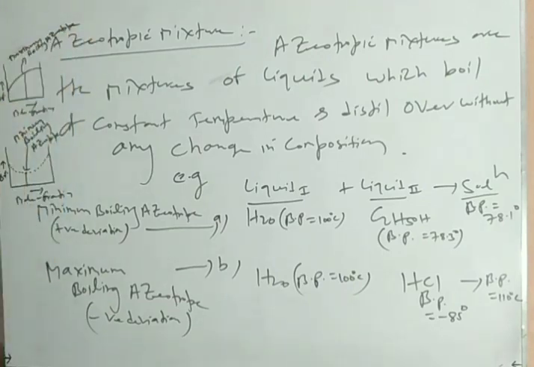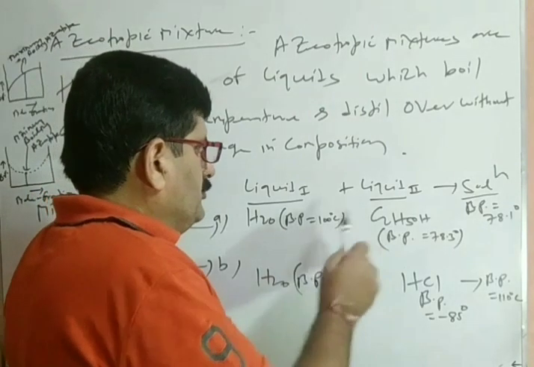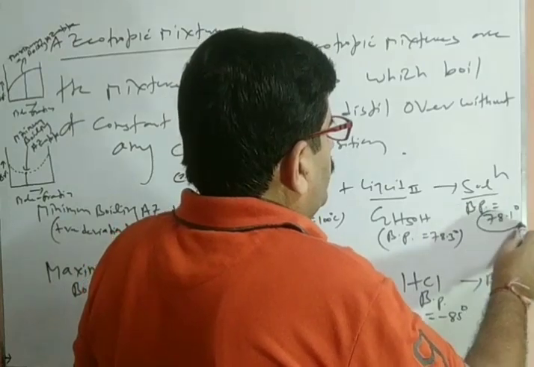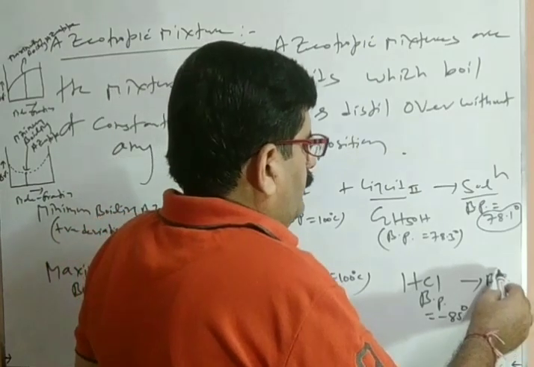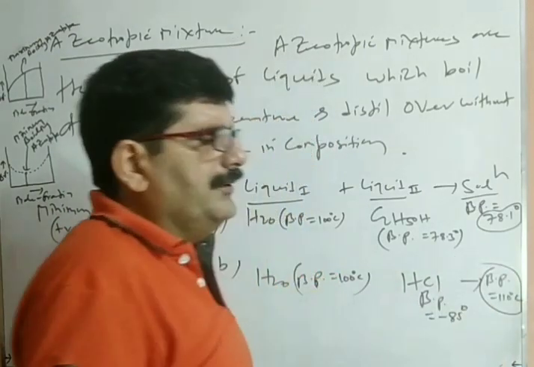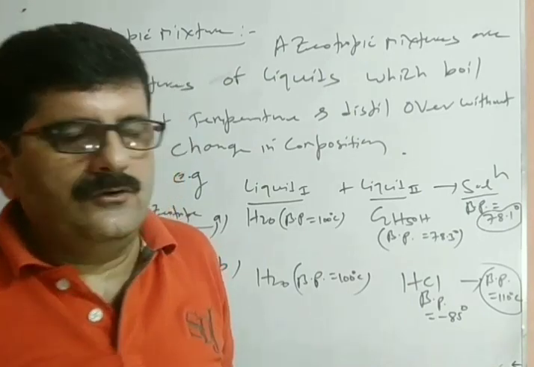So, in a nutshell, we can say azeotropic mixtures are mixtures of liquids which boil at constant temperature and distill over without any change in composition. For such a mixture, the boiling point is fixed, that is 78.1 degree. Again, for this mixture, the boiling point is fixed, that is 110 degrees centigrade. Then such mixtures are called what? Azeotropic mixtures.